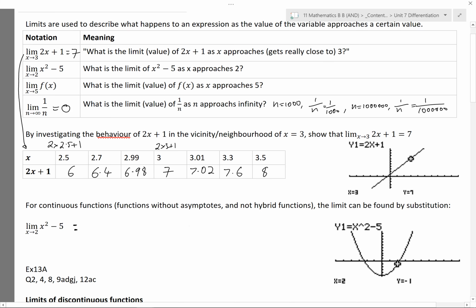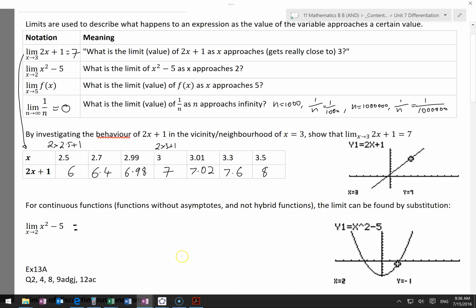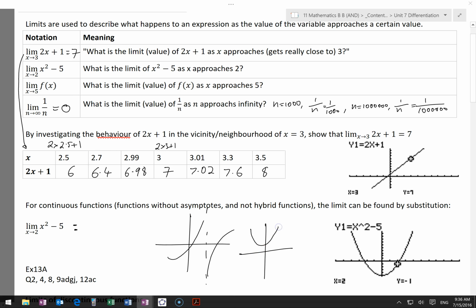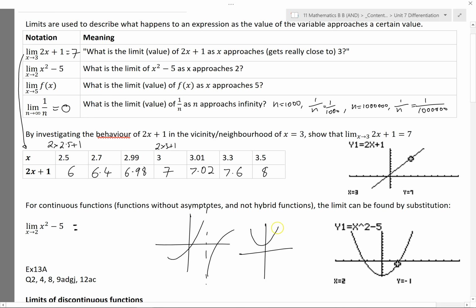So in the second example, for continuous functions where they don't have asymptotes, so they don't have anything going like this with asymptotes here, or they're not hybrid functions where it's a quadratic and then changes to a sine wave perhaps halfway through, we can find the limits just by substitution. So if I was trying to find a limit of x squared minus 5, all I'd do is basically substitute 2 into here. 2 squared minus 5, and I'd get a 1.